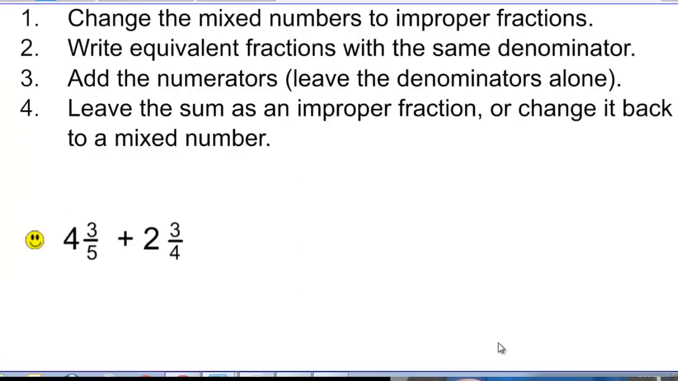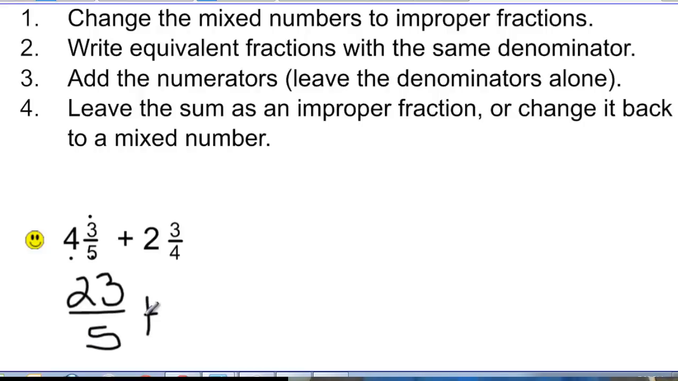I'm going to first change my mixed numbers to improper fractions. And the way that we do that is by multiplying the denominator times the whole number, and then I am going to add the numerator. So you kind of go in a circle like this. First multiply, then add. So I'm going to do 5 times 4 is 20, plus 3 is 23, and my denominator doesn't change when I am changing to an improper fraction.